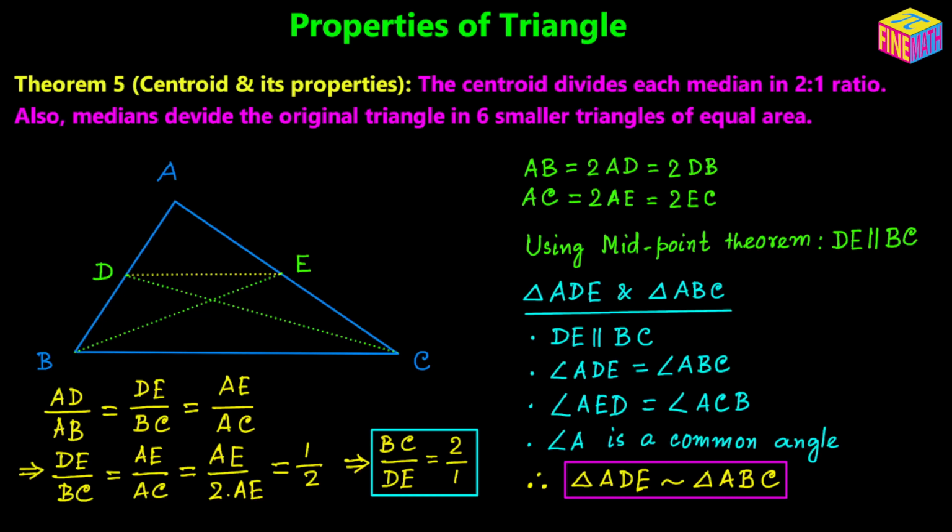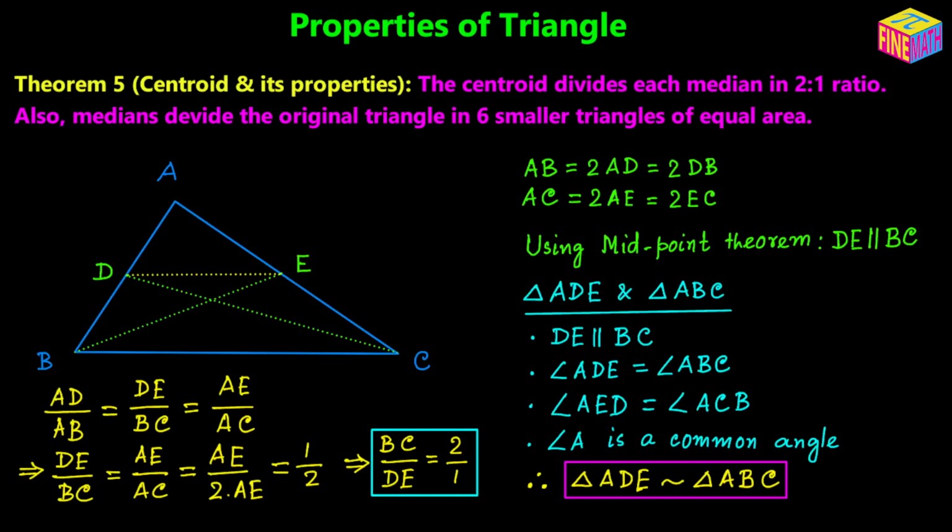So since DE over BC is equal to 1 over 2, we can say that BC over DE will be equal to 2 over 1, which is actually 2:1. I just took the reciprocal. So BC over DE is actually 2:1, and we are going to use this information soon.